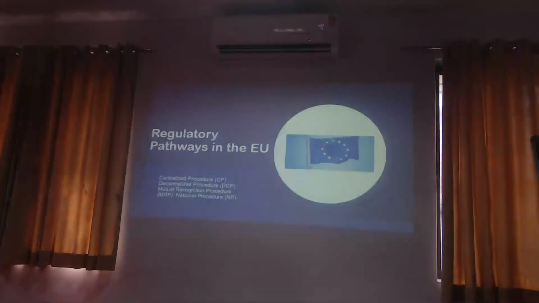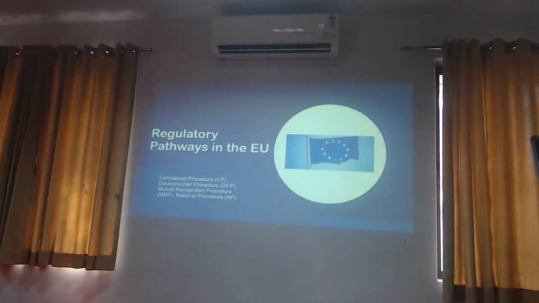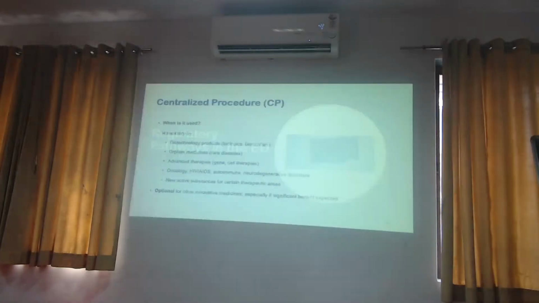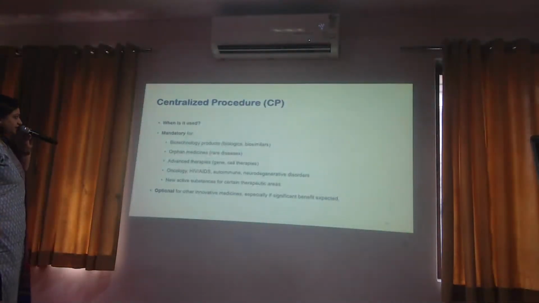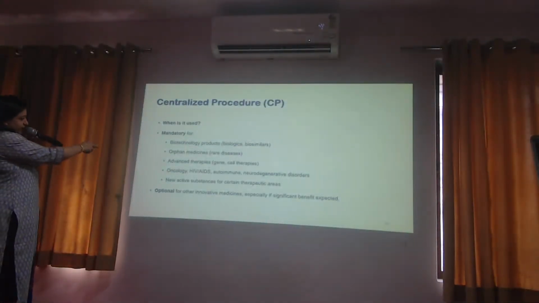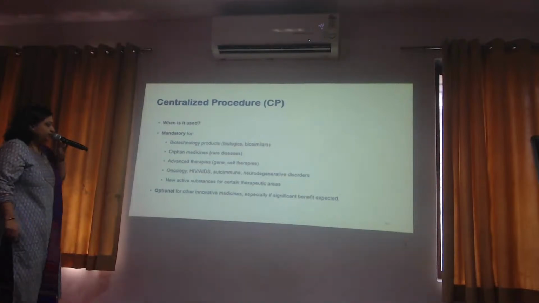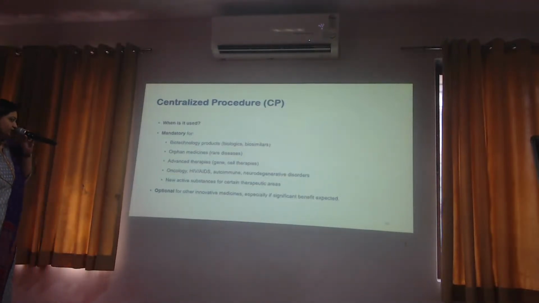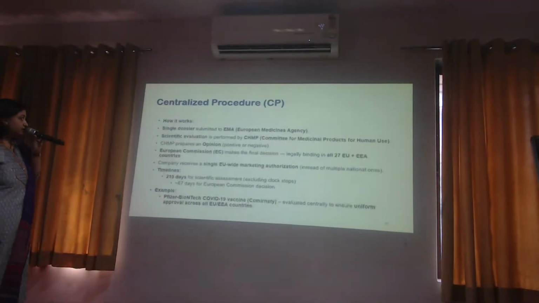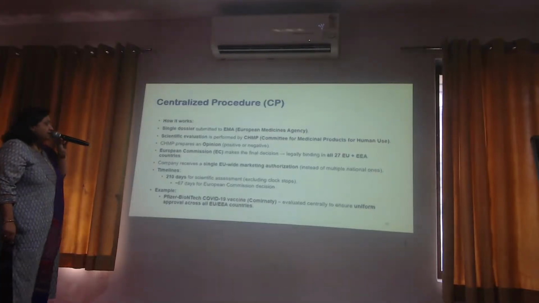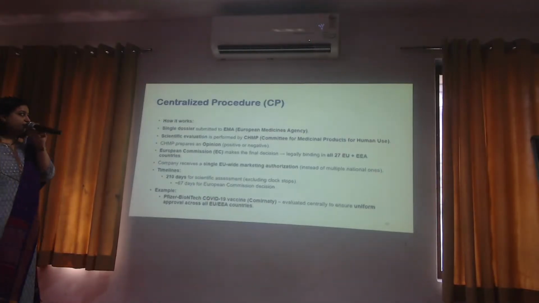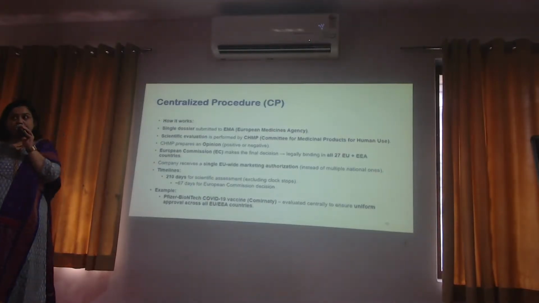So in the EU, there are basically the centralized procedure, decentralized procedure, mutual recognition, and national procedures. Okay, so what is the centralized procedure? It is for biotech products, orphan medicines, advanced therapies and oncologies, and new active substances. How it works is a single dossier is submitted to the EMEA, that is the European Medicines Agency.